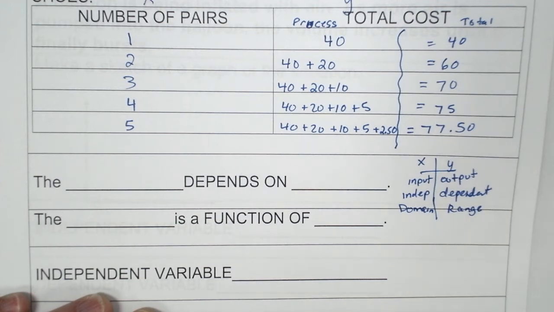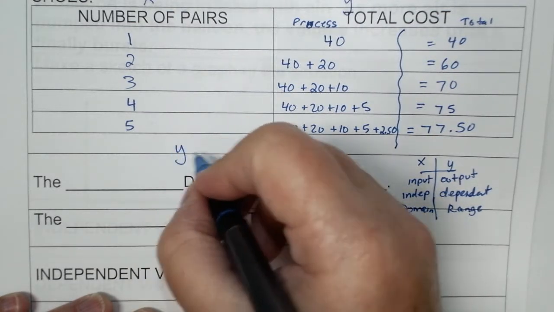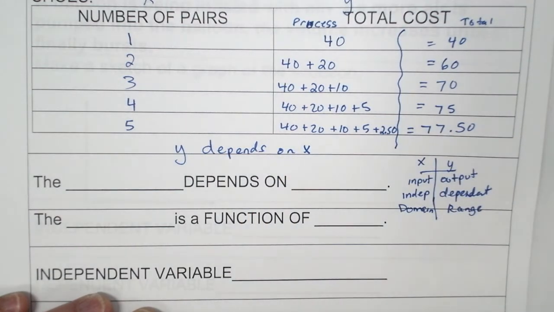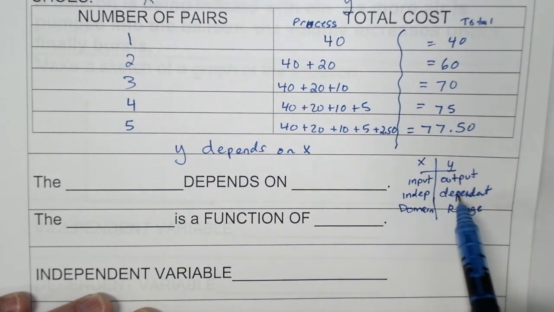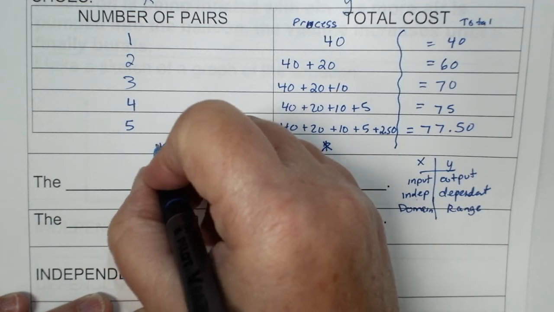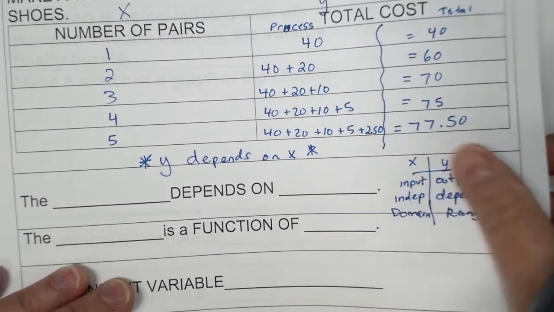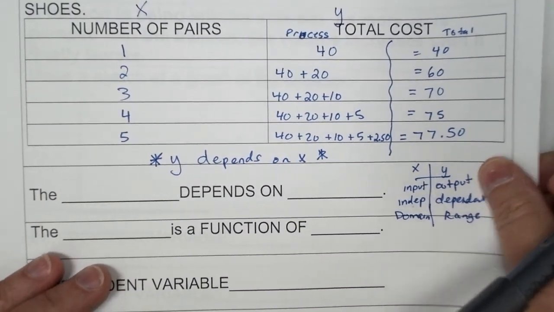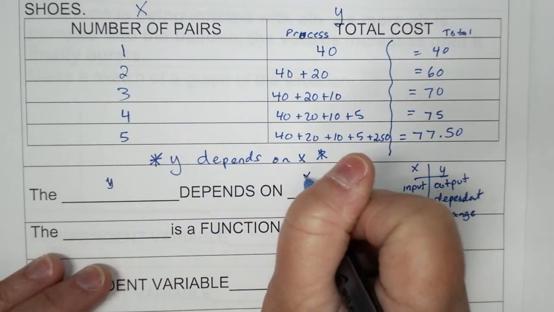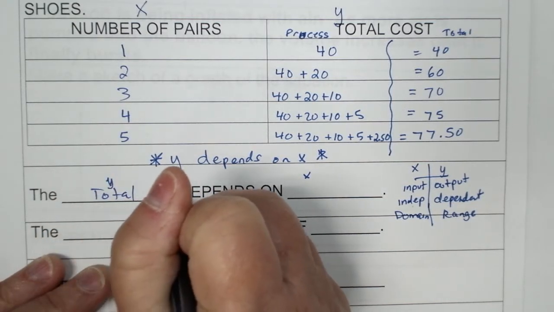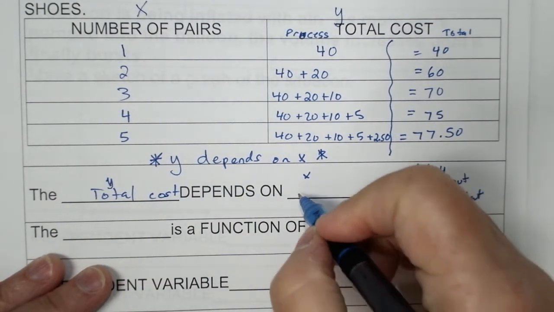There is a phrase that you should start remembering: Y depends on X. When X is your independent and Y is your dependent, that means Y depends on X. This is a phrase that will help you determine some scenarios. So it says the blank depends on blank. Well, if Y depends on X, my Y is my total cost, and my X is my number of pairs.